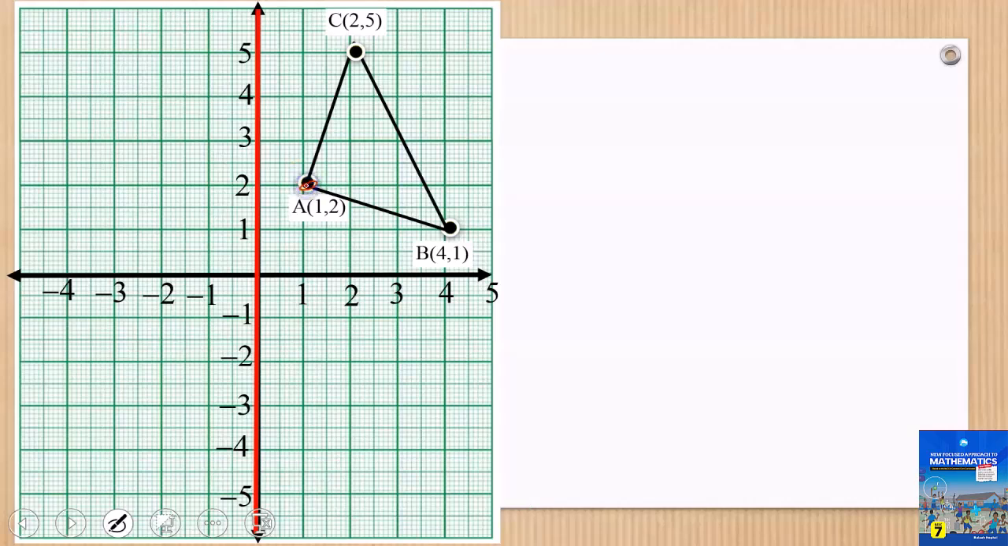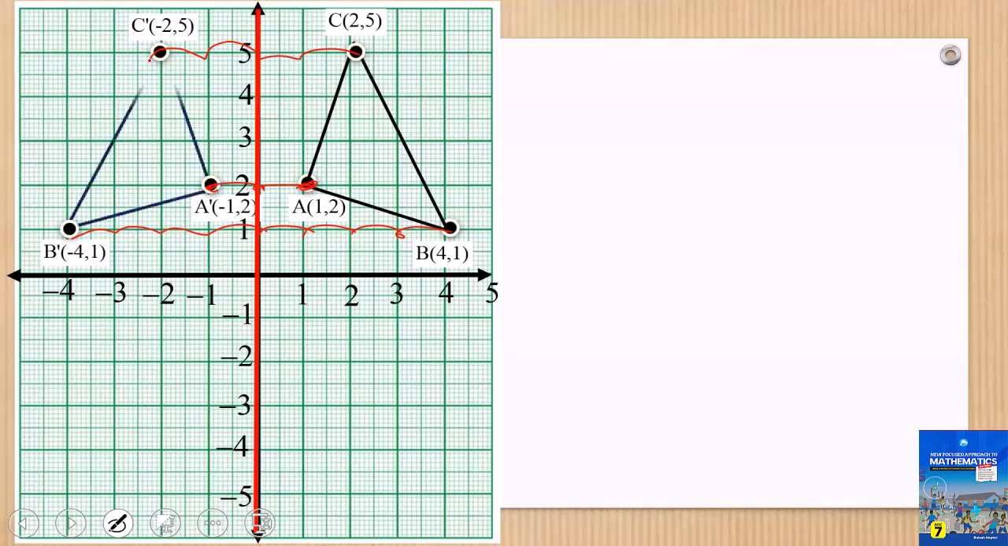Let me start with A. From point A, I can move only one step, then I get to the mirror line. The same thing, I'll move one step to get to the image point. So the image point becomes (-1, 2). Then I pick B. I move 1, 2, 3, 4 before I get to the mirror line. I must do the same thing, 1, 2, 3, 4 to get to the image point. Then for C, I move 1, 2, I get to the mirror line. Then I move 1, 2, I get to the image.